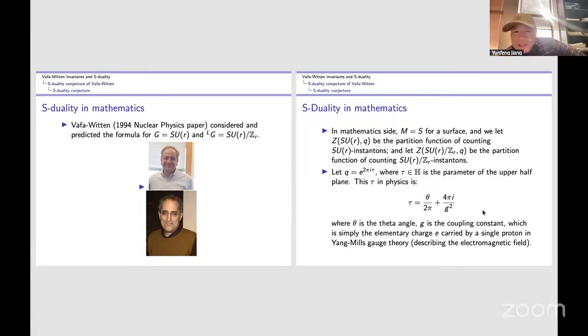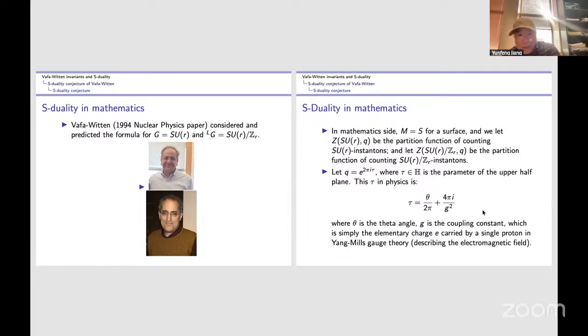Here tau in physics means this, which I don't understand. Maybe some of you can understand this. And this theta and g are coupling constants. Theta is the theta angle, g is the coupling constant, which is in quantum field theory, right? In Yang-Mills gauge theory, it's really the electromagnetic field. So this has some physical meaning. In our case, I would like to let q equal e^(2 pi i tau). We count q as the parameter in the generating function.